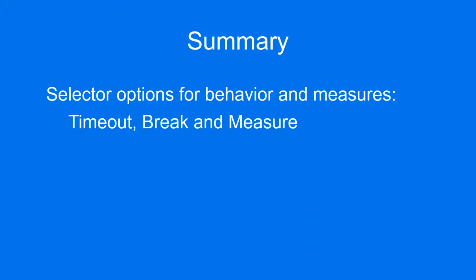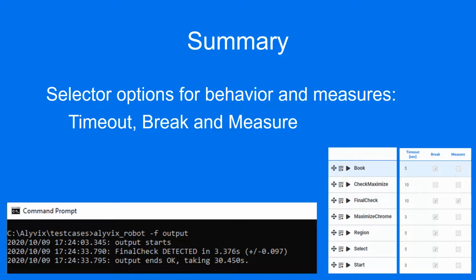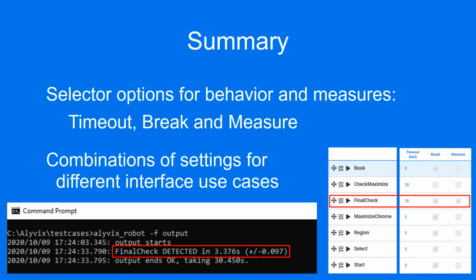Changing the timeout, break, and measure settings allow you to change how Alyvix Robot behaves when running test cases, and to choose what measurements will appear in the console output. You can see that since the final check step was the only measure flag set, it's the only single-step measurement that appears in the command prompt. You can use the combinations of settings we've presented in this video when creating your own test cases by looking at whether each step is optional, transitional, or delivers crucial results.